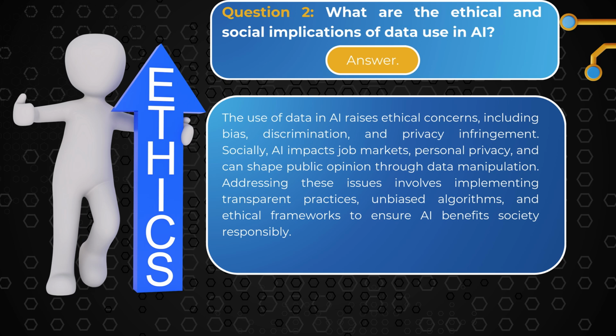Socially, AI impacts job markets, personal privacy, and can shape public opinion through data manipulation. Addressing these issues involves implementing transparent practices, unbiased algorithms, and ethical frameworks to ensure AI benefits society responsibly.